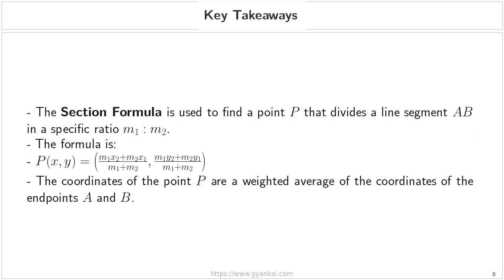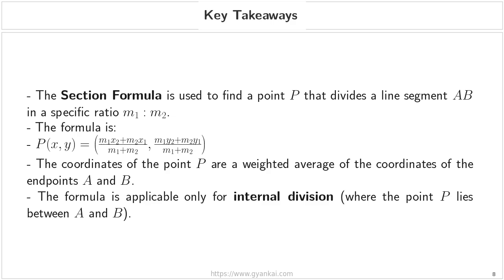A great way to think about this mathematically is that the coordinates of point P are actually a weighted average of the coordinates of our endpoints, A and B. The ratios m1 and m2 act as the weights. Finally, a very important reminder. The formula we have practiced today is applicable only for internal division. This means the point P must lie strictly on the line segment between point A and point B.